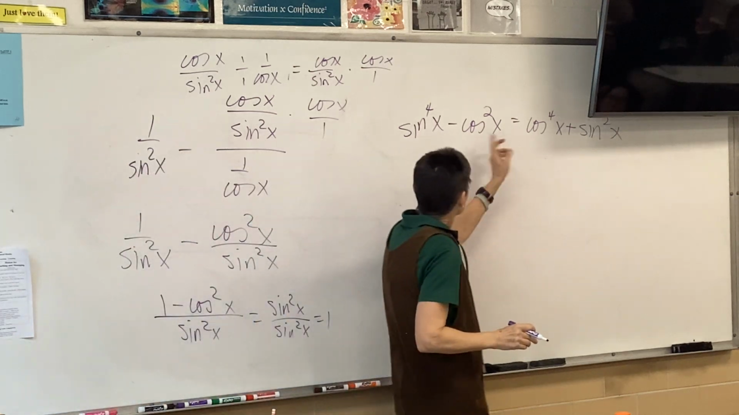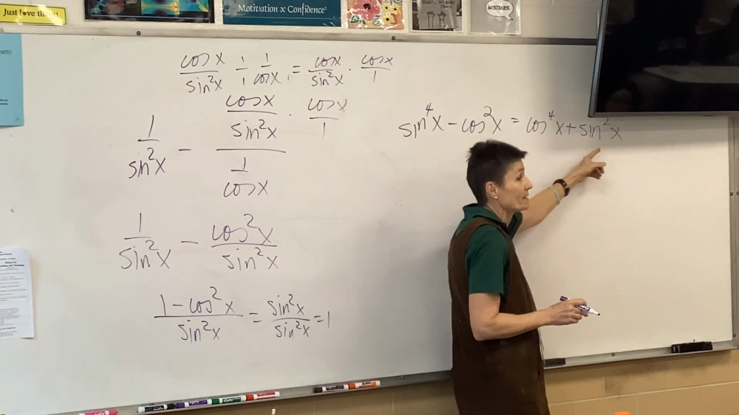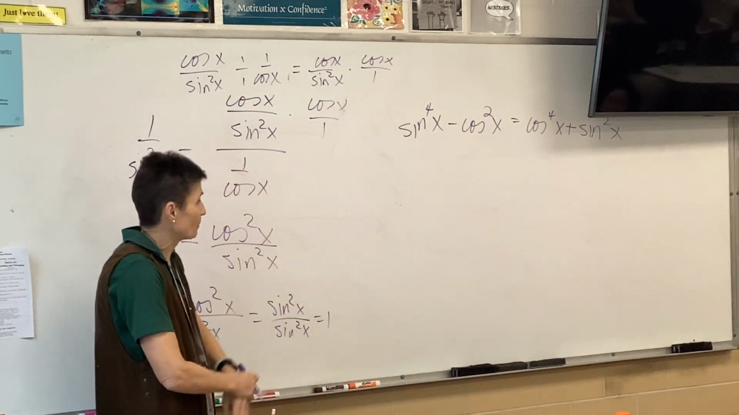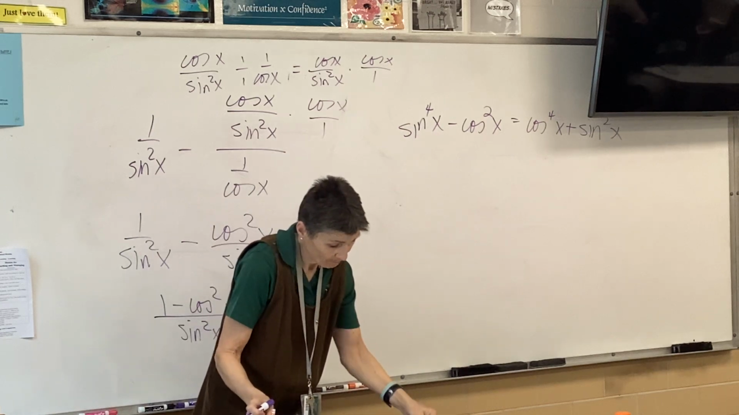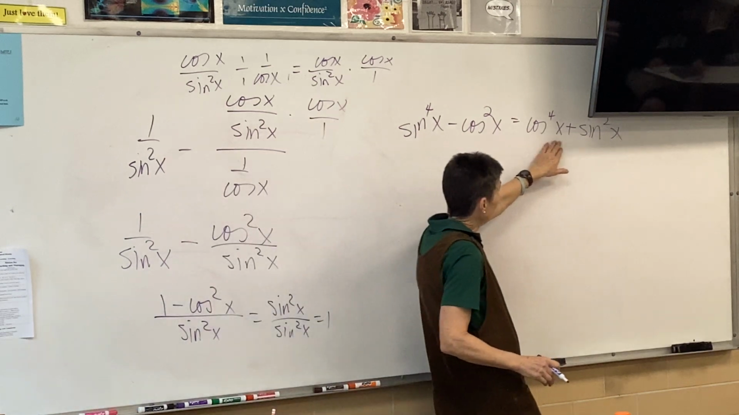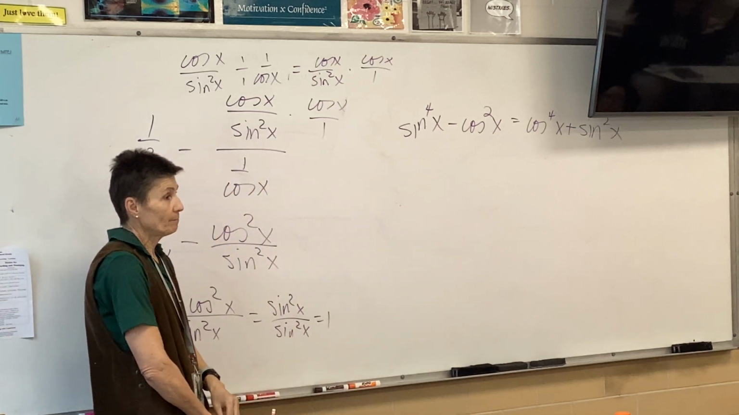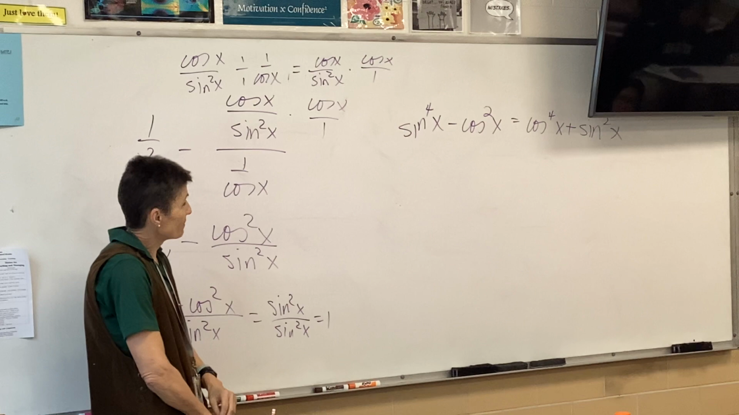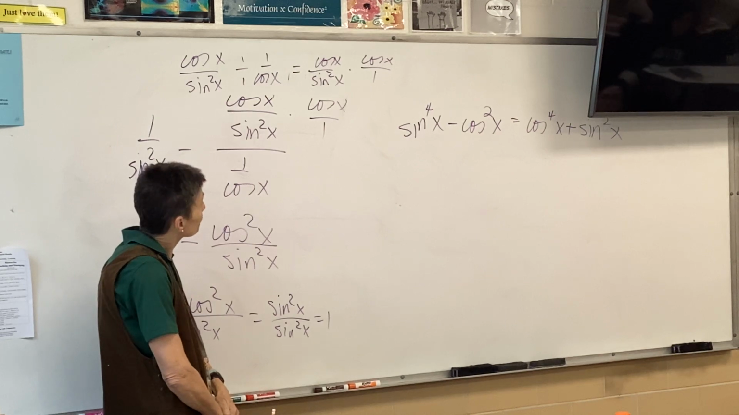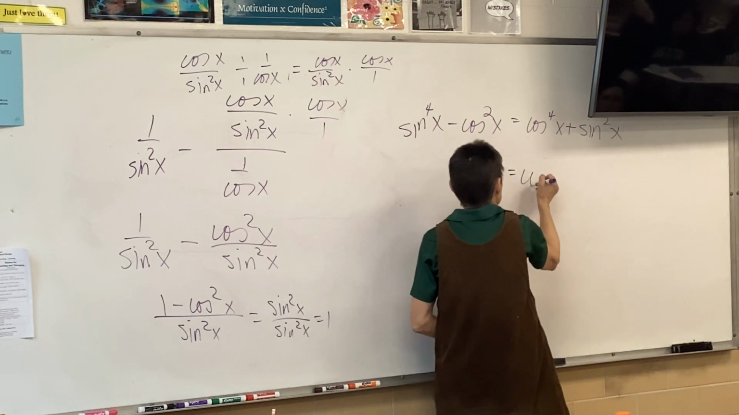You maybe can't see that. This is sine to the 4th minus cosine squared equals cosine to the 4th plus sine squared. All right, you'll just need a separate sheet of paper to do this one. So this is cosine to the 4th plus sine squared. Okay? So what are you thinking when you look at this? Could you make that cosine squared times cosine squared plus sine squared? This one here? Yeah. Absolutely. Make it 1.